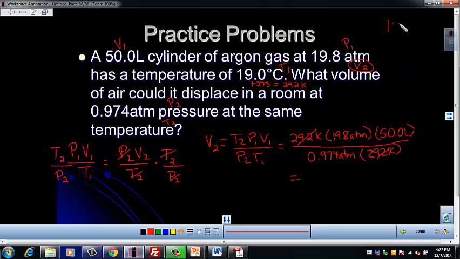Remember that 1016. These 3 are significant, so we're going to use this to round this, so that would make this 1020, and you can see atmospheres cancel and we're left with liters. So the pressure decreased. It went from 19.8 atmospheres to 0.974 atmospheres. The volume increased, and that's correct.